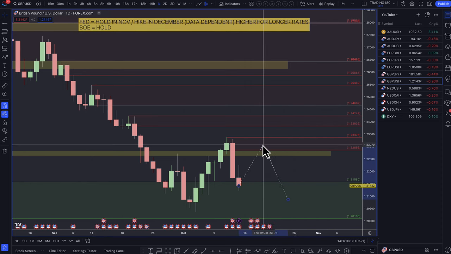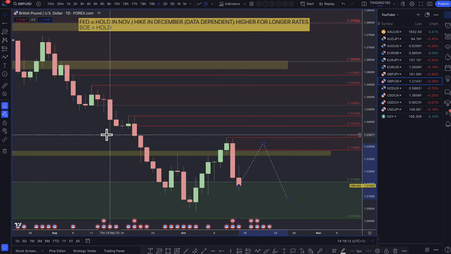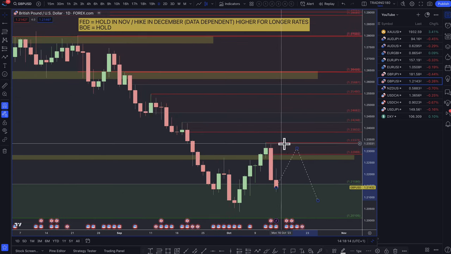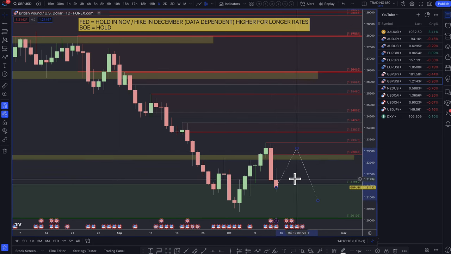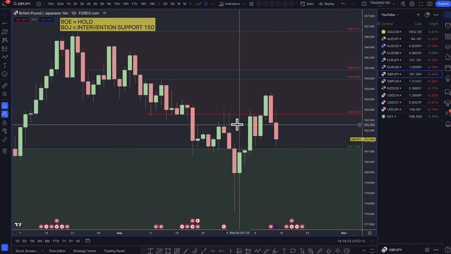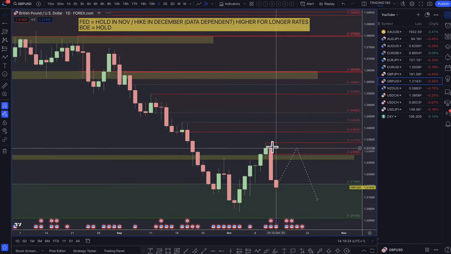But it looks like at the moment, until that data does support that narrative, the path of least resistance is to the downside. So yeah, I think any pullbacks into that supply zone are decent buy trades. Looking at the pound, sorry, buy trades for the dollar, sell trades for the pound.